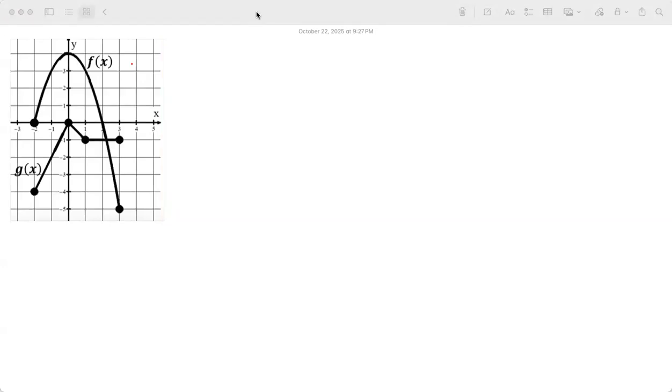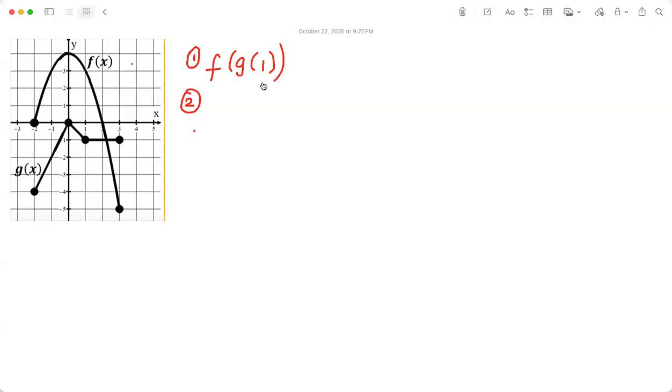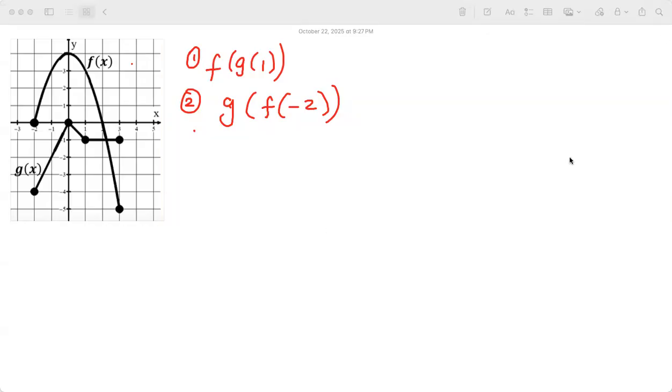Since you've done this, we don't need to work on this a lot. Given this graph, I'll give you a graph. Just tell me f of g of 1, g of f of minus 2, and g of f of 1 maybe. Those three. I think that's enough, right? Then I'm going to ask you a question.